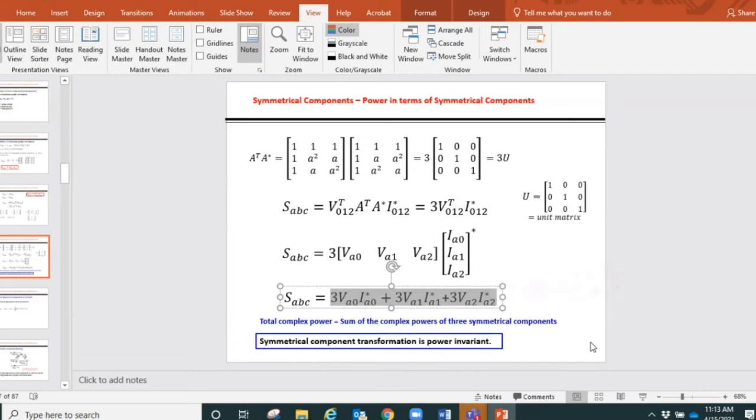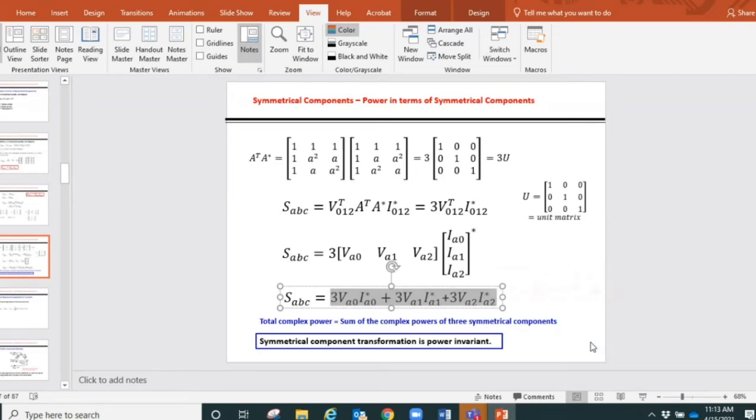Then we get the total complex power of the three-phase system, which might again be balanced or unbalanced, doesn't matter. Because if it is balanced, there will be no VA0, IA0, there will be no VA2, IA2, and there will be only VA1, IA1, and that VA1 will be equal to VA, IA1 will be equal to IA. So that's why we were doing this calculation in the very beginning, that 3VA-IA is the apparent power, the total apparent power of a three-phase system.